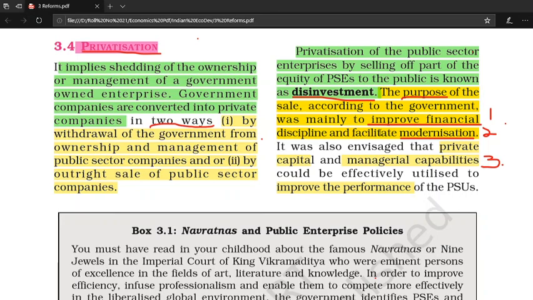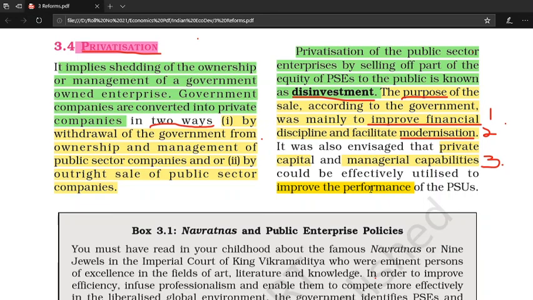so that they can modernize and upgrade technology. And thirdly, there's a sense that the private capital you welcome and the managerial capabilities of the private sector can improve the performance of the PSUs. Remember, through disinvestment they are still PSUs. Okay, but it's a process to sell a part, 10%, 15%, so that they are co-shareholders of the company, and by doing so, they improve the performance of these PSUs.